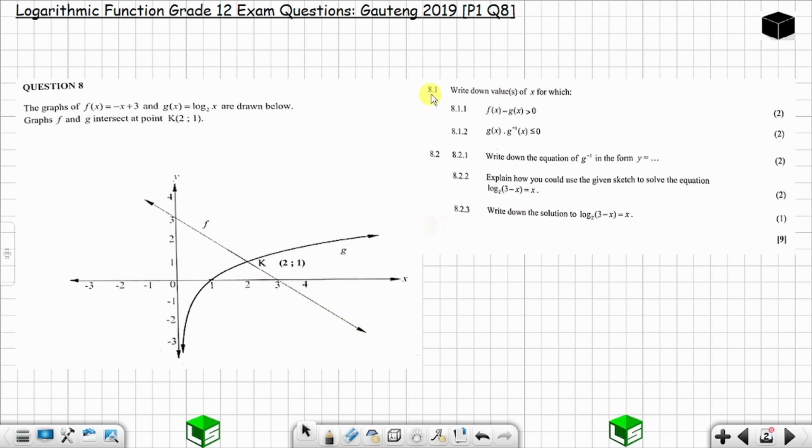Okay, so you have 8.1. On 8.1, you have 2 sub questions, and 8.2. On 8.2, you have 3 sub-questions. Okay, the total is 9 marks. Okay, let's get started on the next slide.